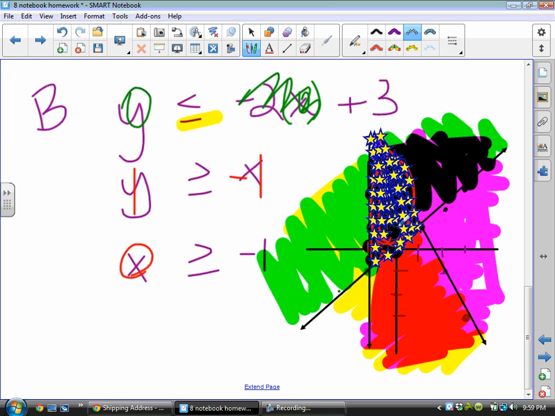Right, remember, it should be where all three overlap. So it's kind of a little triangle spot.